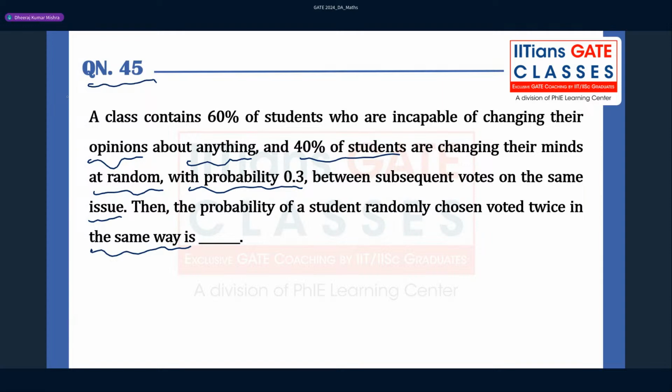What they have given is that the class contains 60% of students who are incapable of changing their opinions, meaning 40% are changing their opinion, or changing their mindset, with probability 0.3. So those who are not changing their opinion have probability 0.7. Between the subsequent votes on the same issue, what is the probability that a randomly chosen student voted twice in the same way? It's a very simple question.